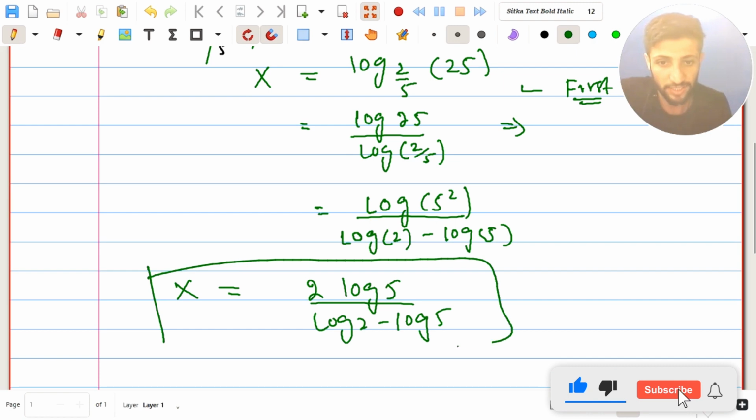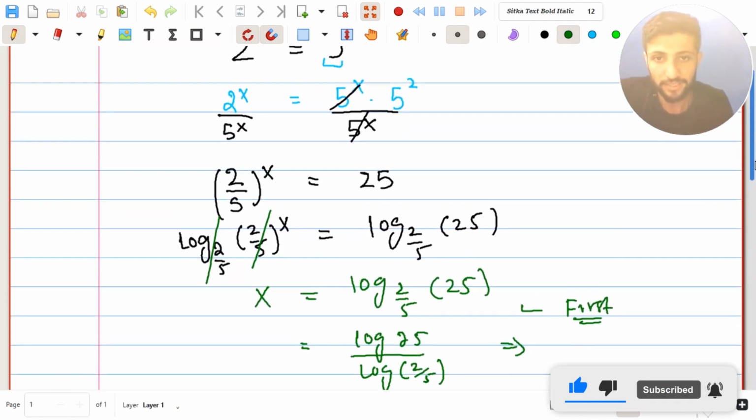This is how you solve such questions with different bases. This is how it works.